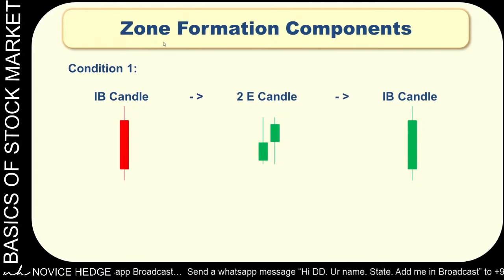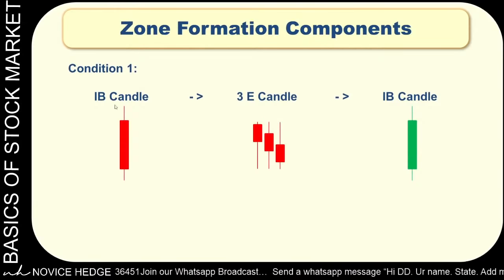And what about the second thing? Similarly, there can be one IB candle followed by two E candles and followed by another IB candle. In this case we have four candles, whereas in the third slide we have one IB candle and three E candles, followed by an IB candle. So this is the condition one.